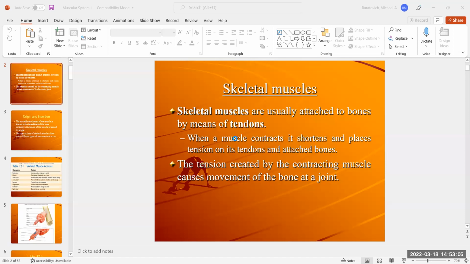And you're going to have one of those attachment sites that doesn't move very much relative to the other. And so the attachment site that moves more, that's the insertion. The other type that's relatively stationary is the origin. And the skeletal system is moved essentially by the contractions of those skeletal muscles.